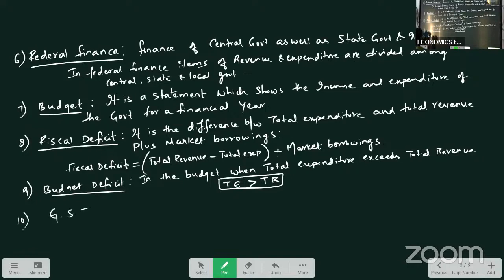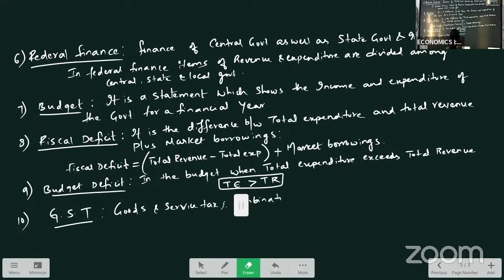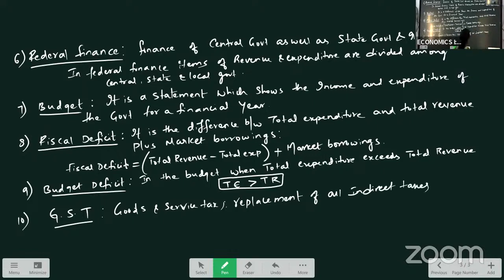Last and final question, that is GST, Goods and Service Tax. Goods and service tax is a replacement of all indirect taxes which is levied on goods and services. So it is a type of indirect tax. The various slabs are 5%, 12%, 18%, and 28%. The various GSTs that are collected by government are CGST, SGST, and IGST, as we have discussed in detail in the previous classes. So just for 2 marks, you write down this much.